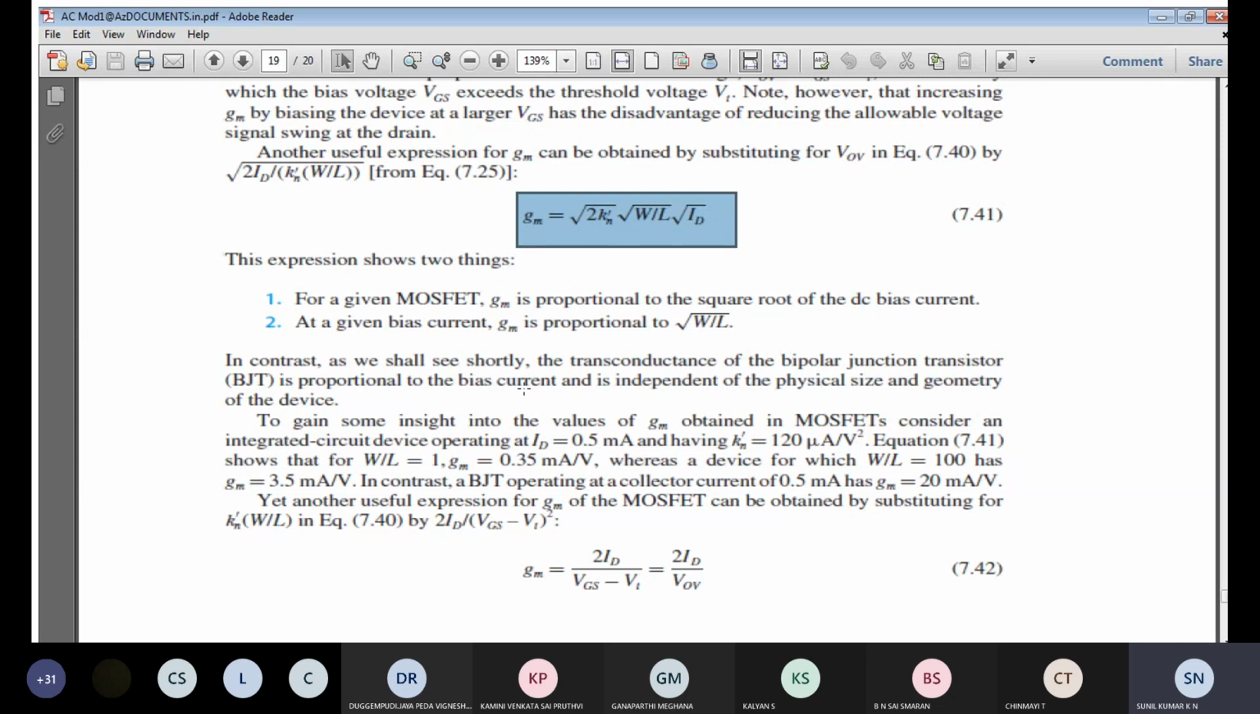That means it was not depending upon process dependent parameters or geometry dependent parameters. But in the MOSFET case, it depends on process dependent parameters and geometry dependent factors, that is channel width and channel length, along with the channel mobility and the threshold voltage. All these are process dependent parameters. Along with the square root of ID, whereas for the BJT it was directly proportional to bias current and independent of physical size and geometry. So you have to remember and recall that.